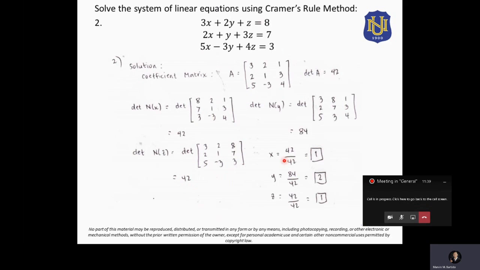So, applying now the formula, for x, it will be equal to the determinant of Nx over determinant of A, and it will give us 1. For your y, it will give you 2. And for z, the answer will be 1. So these are the answers for this problem: x is equal to 1, y is equal to 2, and z is equal to 1.